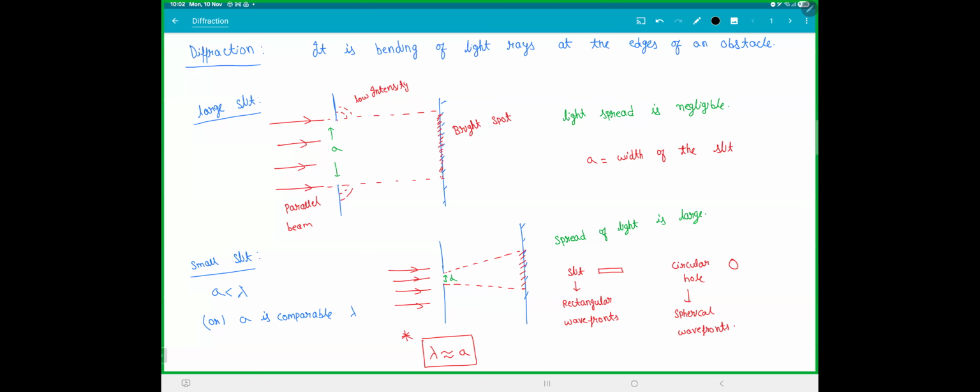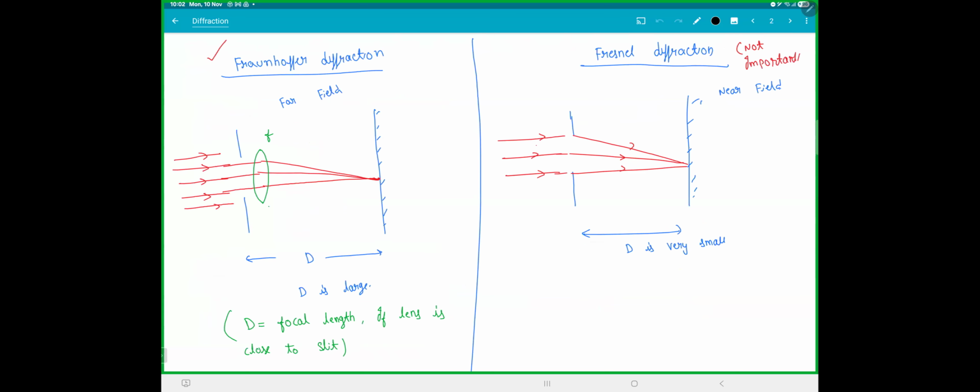So whenever your aperture's size and wavelength is almost equal, you actually see the light rays deviate a lot. This phenomenon is called diffraction. So this is your question: lambda is equal to a. That came in CET. Second thing, we have two types of diffraction, Fraunhofer and Fresnel.